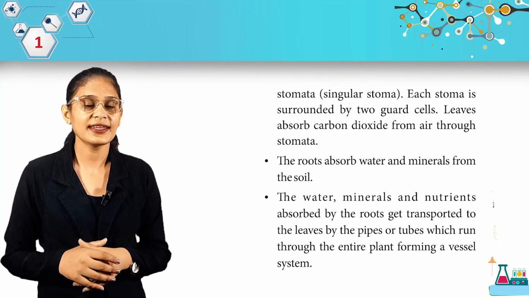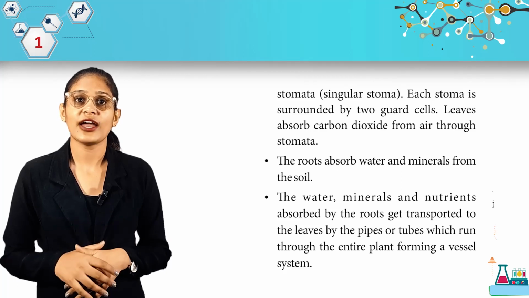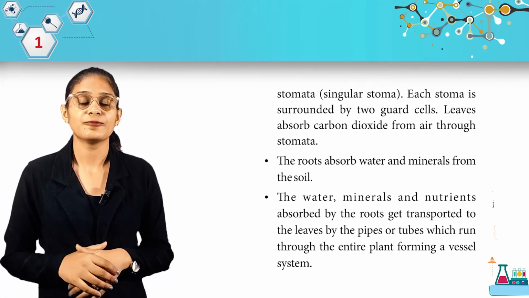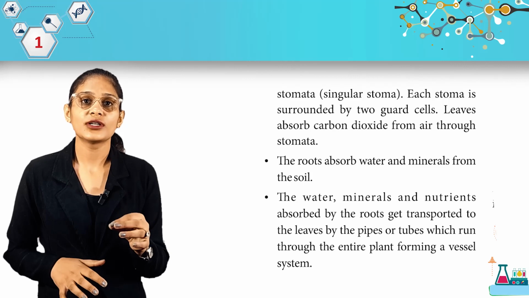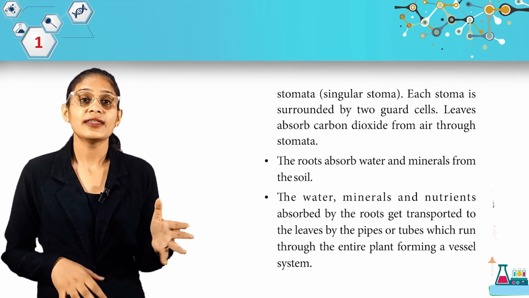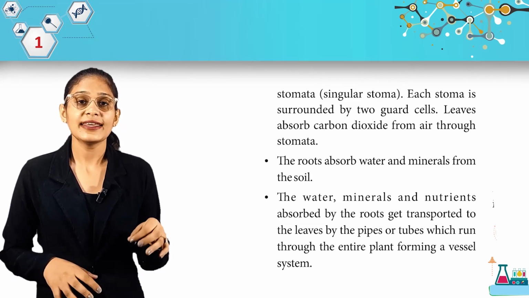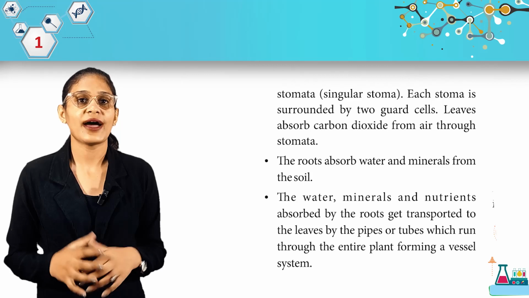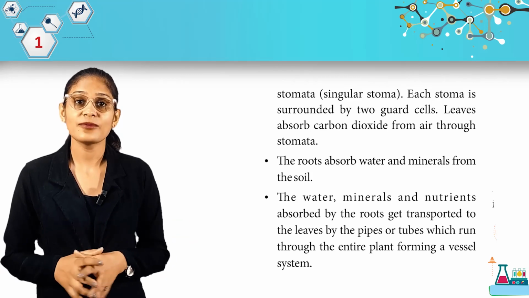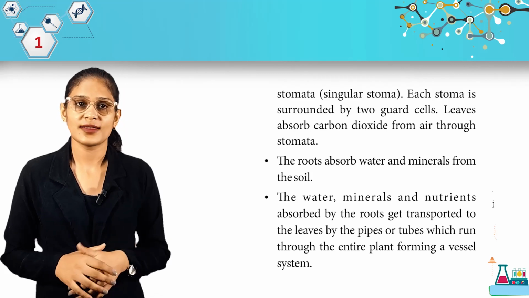Each stoma is surrounded by two guard cells. Leaves absorb carbon dioxide from air through stomata. The roots absorb water and minerals from the soil. In the next step, the water, minerals and nutrients absorbed by the roots get transported to the leaves by the pipes or tubes which run through the entire plant, forming a vessel system.